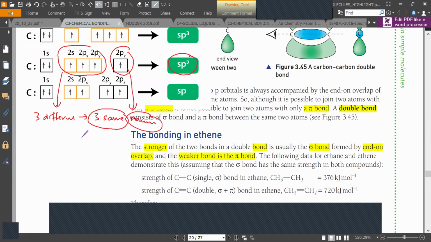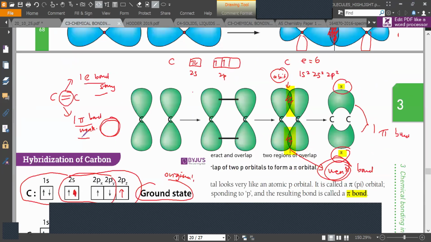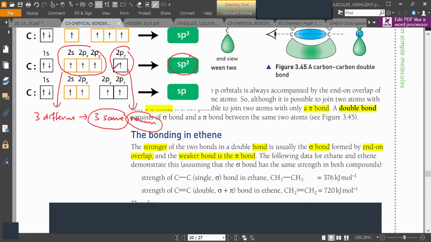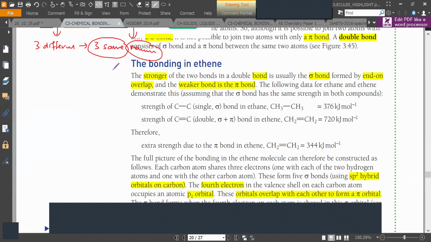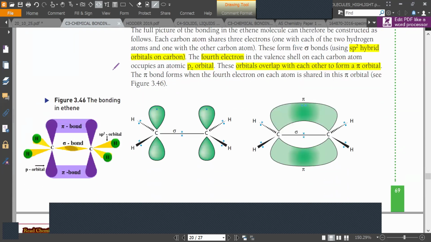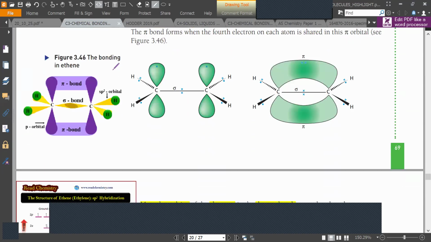This is quite useful to know because normally when this carbon bond reacts, it is the weak bond that reacts. The strong bond stays there. So it gives us a little bit of detail about what is happening. This one is just talking about what is going on there. So we have this sigma bond.